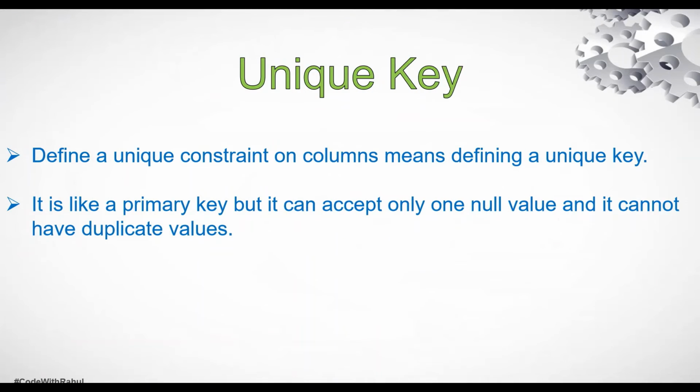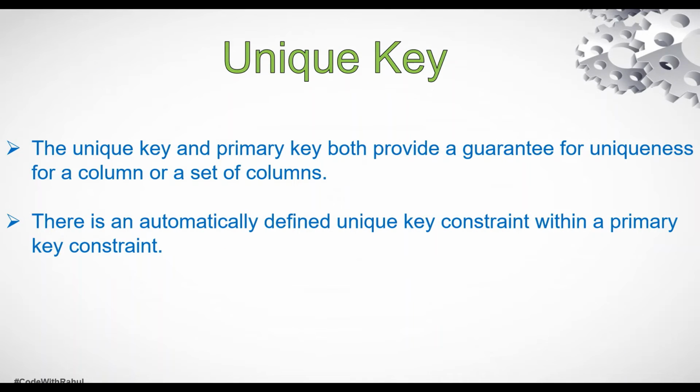As we already discussed, defining a unique constraint on columns means defining a unique key. Whenever you read the term unique key or unique constraint, it means the same. It's like a primary key, but it can accept null values. Unique key and primary key both provide a guarantee of uniqueness for a column or a set of columns.